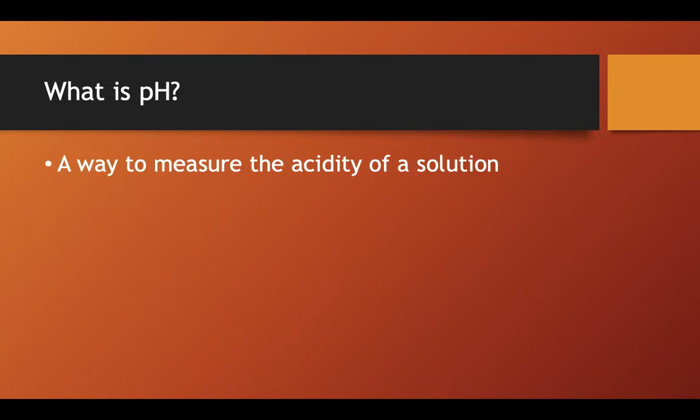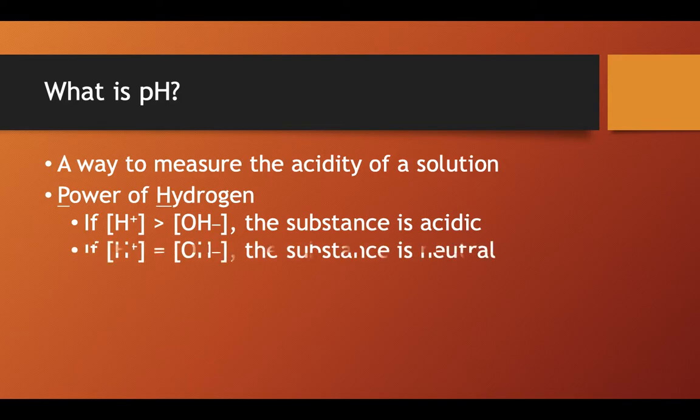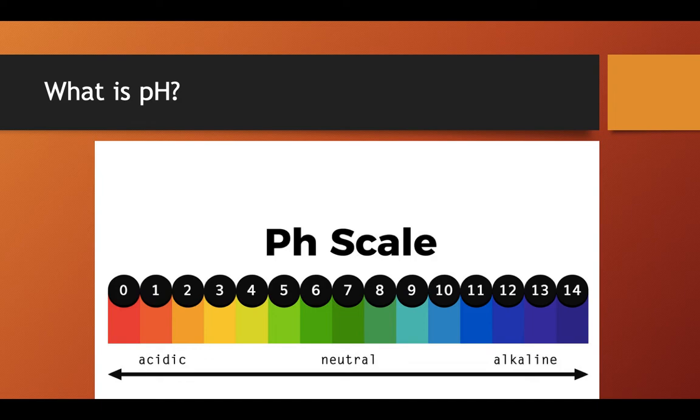Okay, so pH is a scale used to measure the acidity of a solution. pH stands for the power of hydrogen. Anytime the hydrogen ion concentration is greater than the hydroxide ion concentration in a solution, the substance is acidic. When the hydrogen ion concentration is equal to the hydroxide ion concentration, it's neutral. And when the hydrogen ion concentration is less than the hydroxide ion concentration, we have a basic solution. Here's a pH scale so you can see how this works.